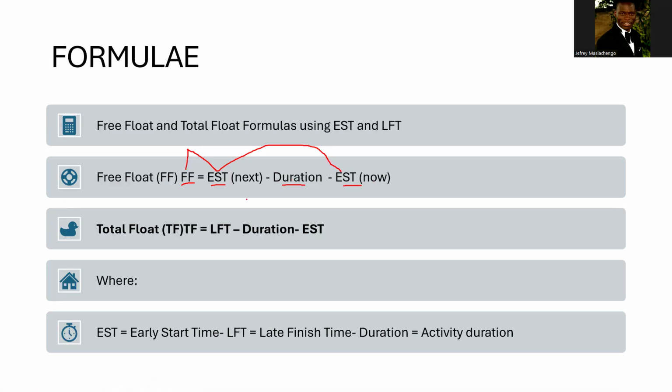Total float is very simple. Total float is equal to the latest finishing time, which is LFT, minus duration, minus the EST of that activity. Where we are referring to EST, we are referring to the early start time, and LFT, we are referring to the latest finish time, and D, we are referring to duration. So please, can you master the formulas? We are going to be using the formulas. I hope I'm making some sense.